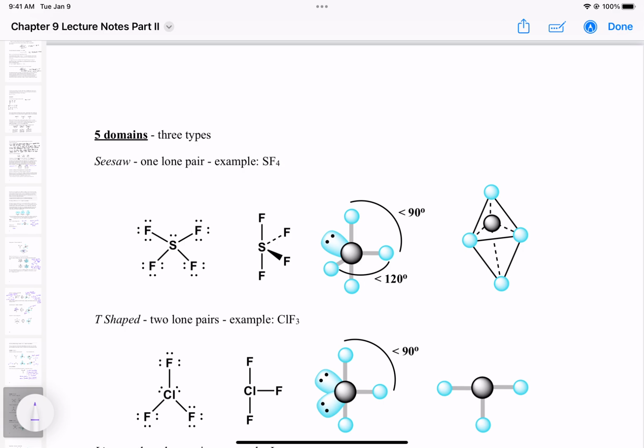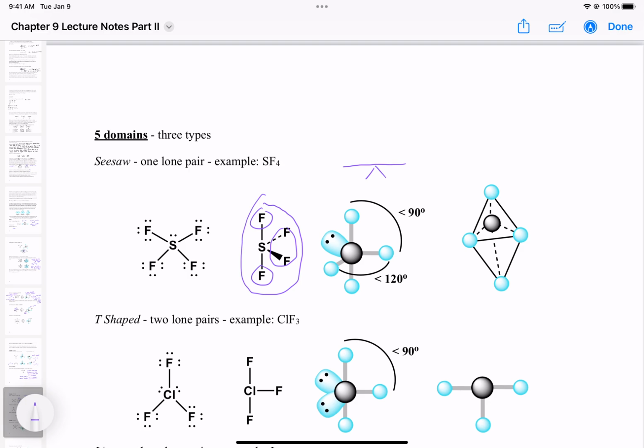Okay, so if we think about this structure in the center here, it looks like a seesaw, right? So these two areas here are how the seesaw balances, and this is one end of the seesaw. This is the other end of the seesaw. So it looks sort of like this. Okay, so a seesaw like that, and then it can rock back and forth, up and down. So when we have a lone pair like SF4, sulfur tetrafluoride, that's a seesaw shape.